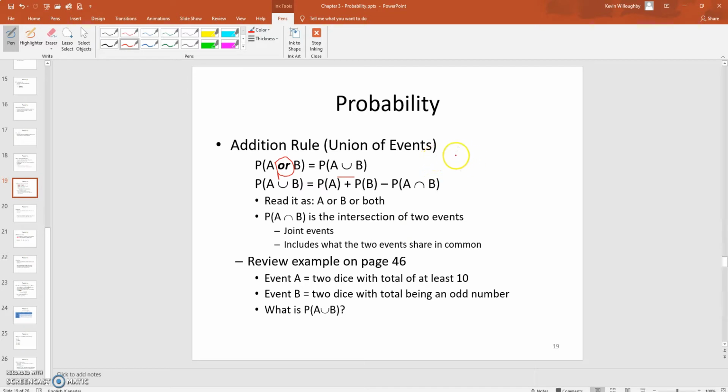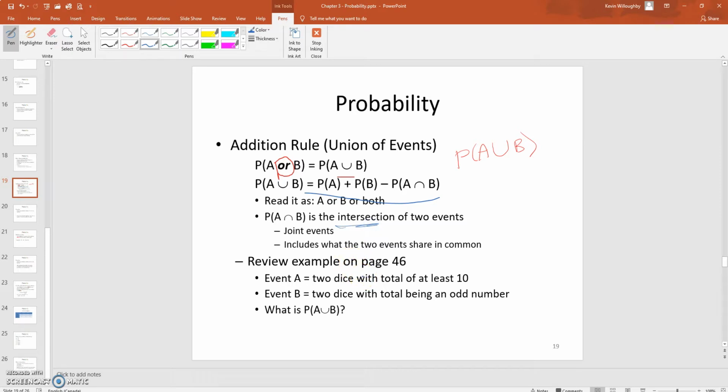So right in here, the probability of A or B occurring. This is the formula for it. Probability of A plus the probability of B minus the probability of that upside down symbol. This basically is the intersection of two events, the joint events, what they share in common.